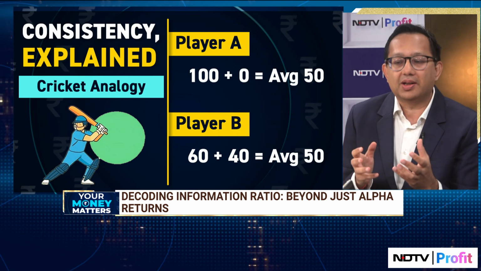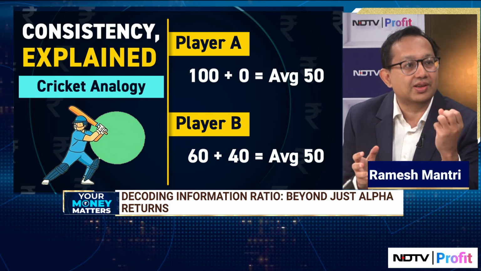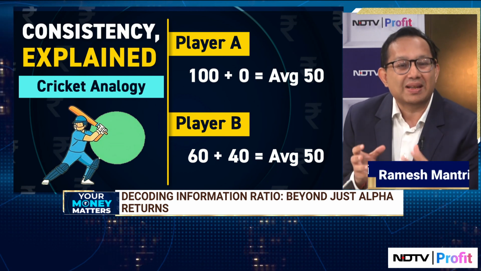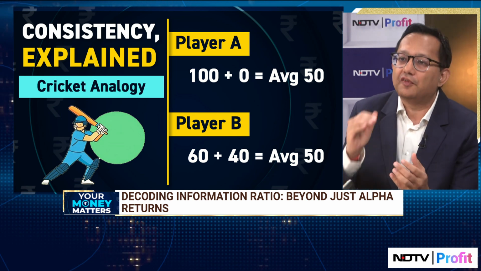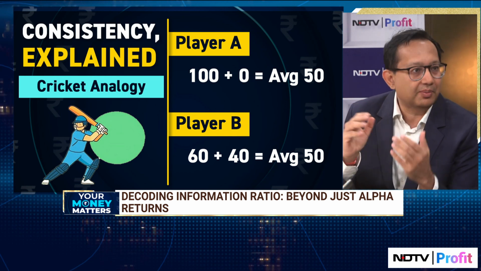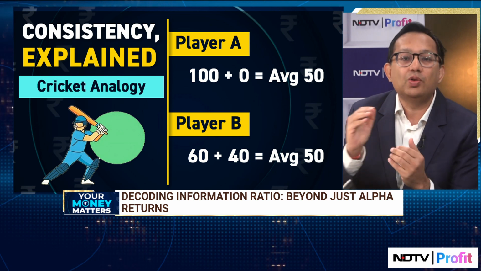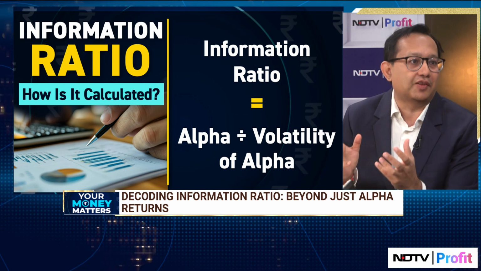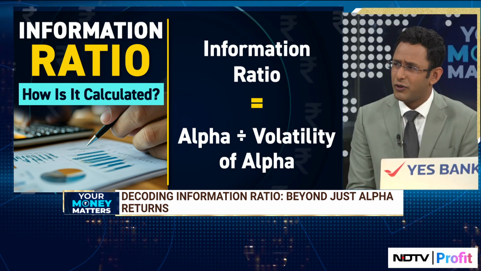Right. So the whole idea of the information ratio, from the regulator, is not only to judge the quality of performance, but the consistency of that performance. So how do you calculate this? First, you look at the outperformance or underperformance versus the benchmark, often simply understood as alpha, and you divide it by the volatility of alpha. Okay. So not the returns, but the volatility of alpha. So how do you calculate the volatility of alpha?